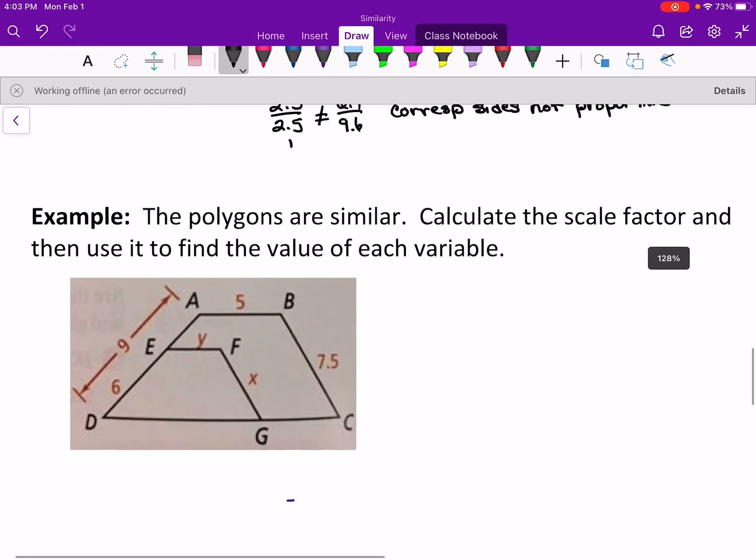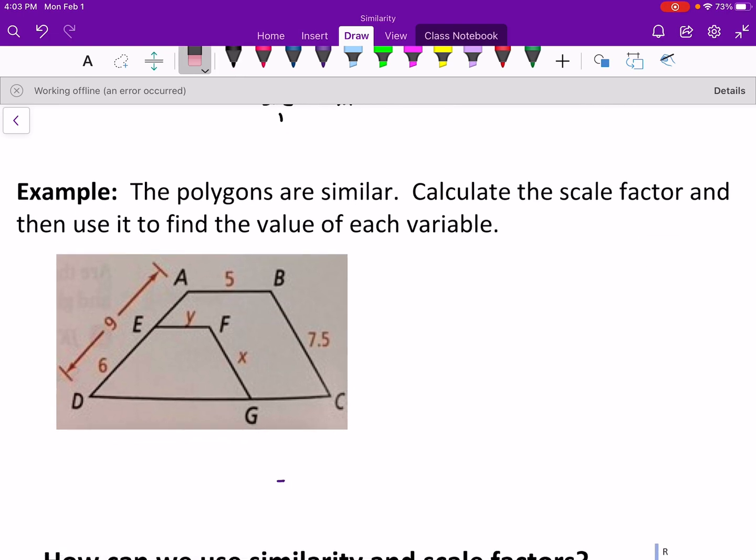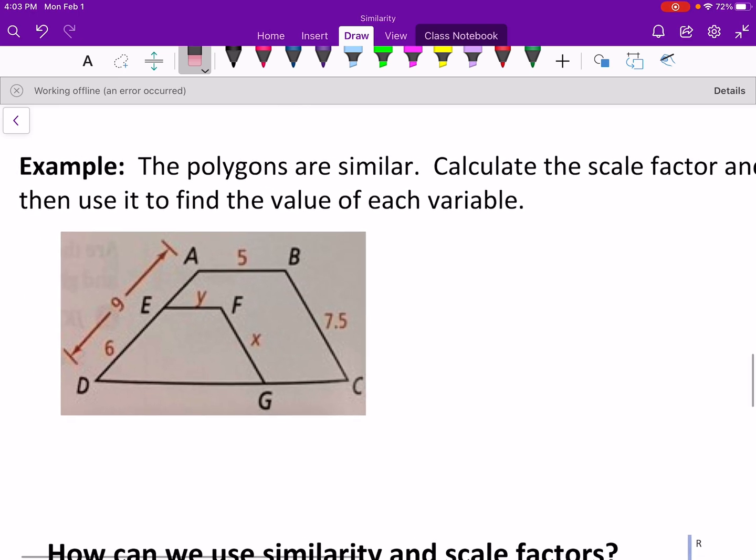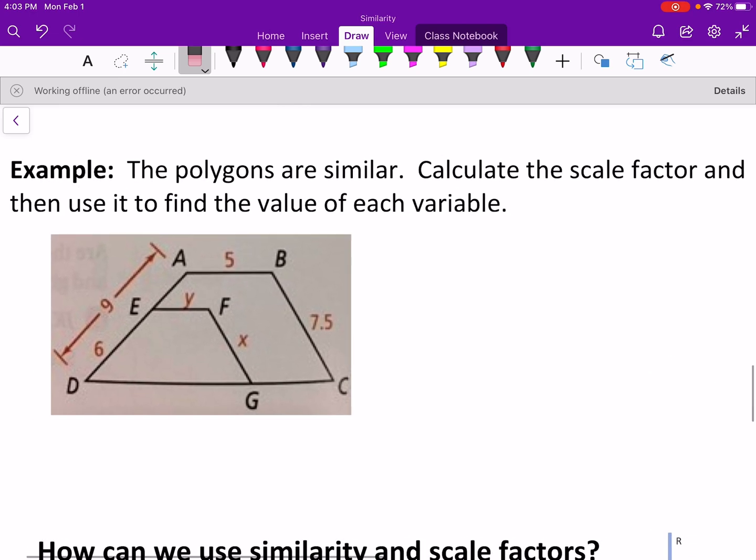And finally, the last thing for today, we're going to look at how we can use ratios and proportions to find values of some of the sides. In these particular figures, one is embedded inside the other, the two trapezoids. You can see how the sides are going to match up. EF and AB are the short sides. DG and DC are the longest sides, and those are the parallel sides. And then X and 7.5. And then DE and DA are matching or corresponding sides.